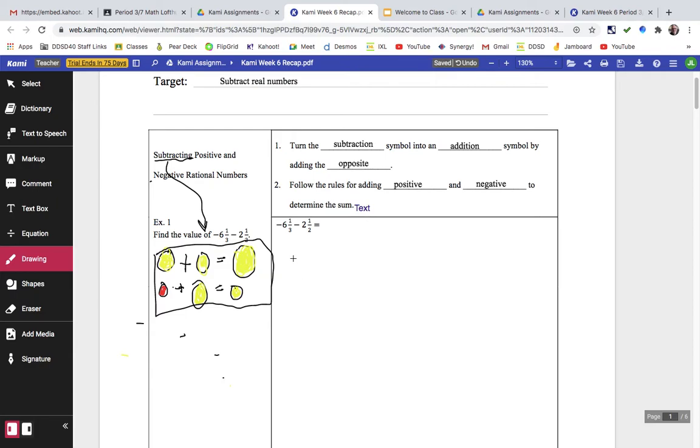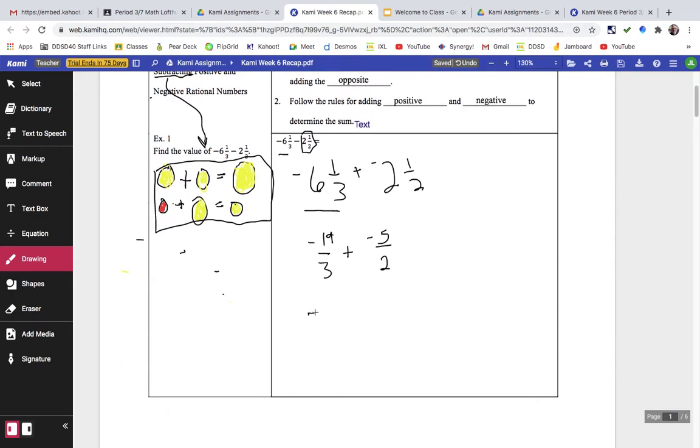So let's take negative 6 1/3, and instead of subtracting, we're going to add a negative 2 1/2. The key to this is that the first number stays the same, and for the second number, we find the opposite of it. The opposite of 2 1/2 is negative 2 1/2. So this is negative 19/3 plus a negative 5/2. Our common denominator is 6, so we're going to double this to negative 38/6. We're going to triple this to negative 15/6. The answer is going to be in sixths.